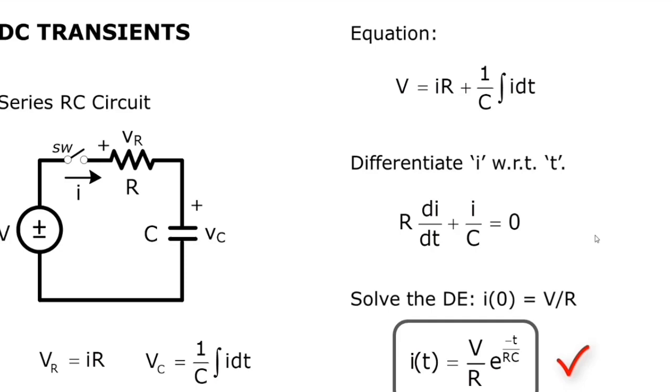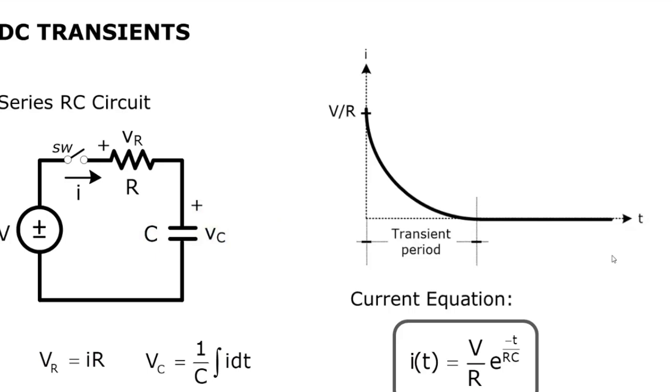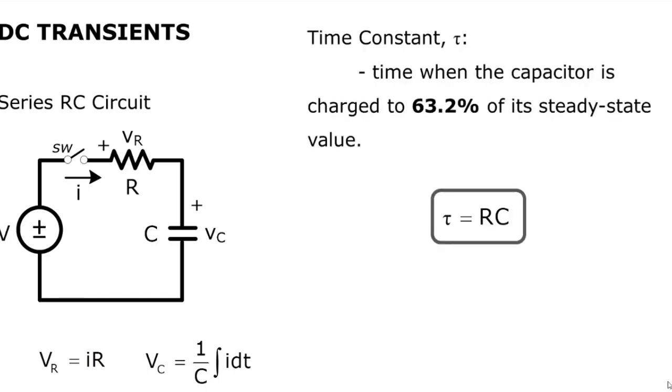This initial condition is given by the voltage supply V over the resistance R, since at that particular moment the capacitor is acting as a short circuit. This current equation, whose graphical representation is given here, is applicable to any RC circuit with the capacitor having no initial charge. The time constant of a series RC circuit is the time when the capacitor is charged to 63.2% of its steady state value, and it is given by the formula R times C.